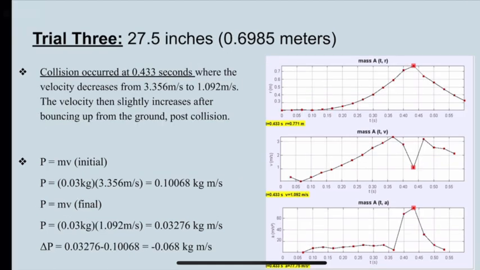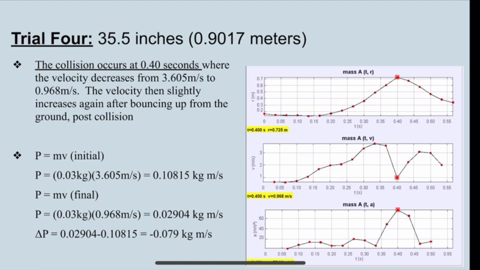Trial 3, we dropped the ball from 27.5 inches. The collision occurred at 0.433 seconds. We used p = mv to determine the change in momentum, which was negative 0.068 kilograms meters per second. In trial 4, we dropped the ball from 35.5 inches. The collision occurred at 0.40 seconds. We used p = mv to find the change in momentum, which was negative 0.079 kilograms meters per second.